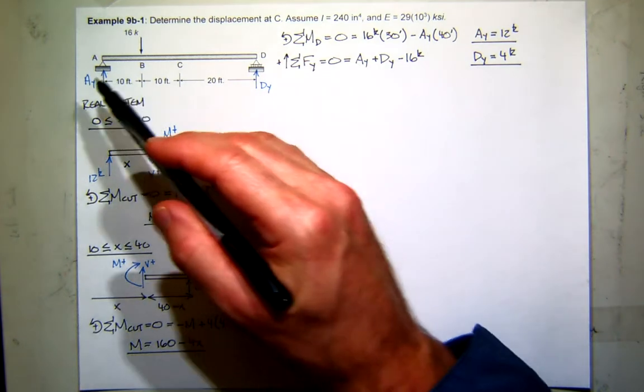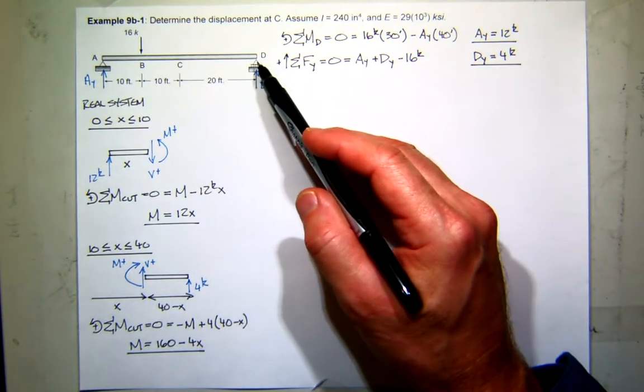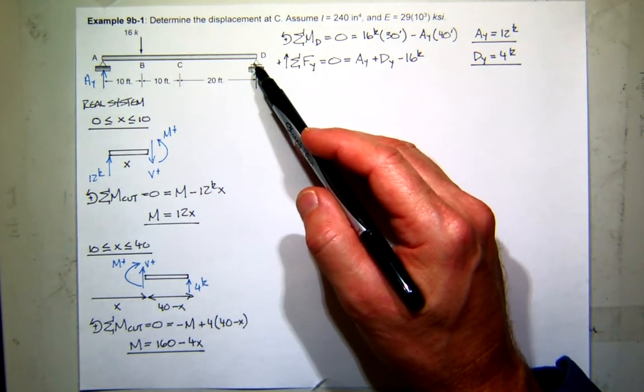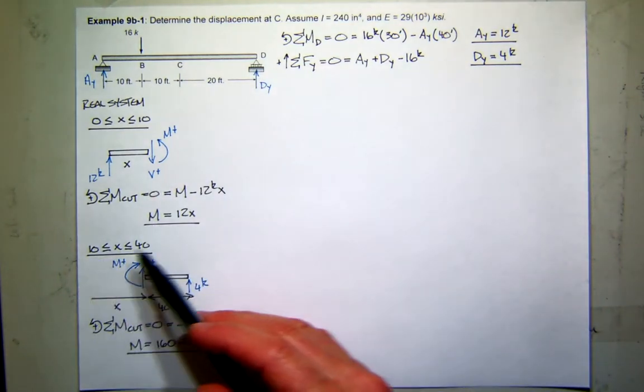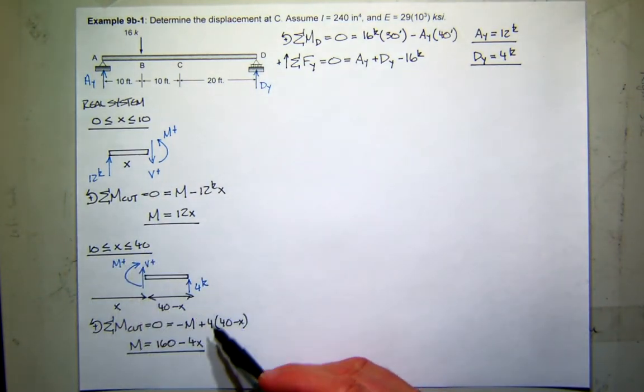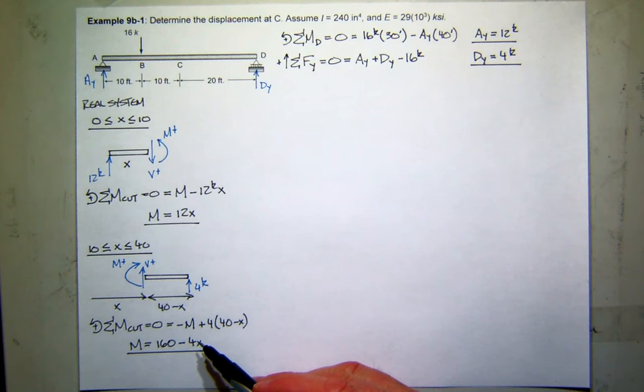That's good. We also know the moment over here at D. What's the moment at D? 0. That's at x equals 40, so I have to use this equation that's valid for 40. And I plug in x equals 40, and I get 0.